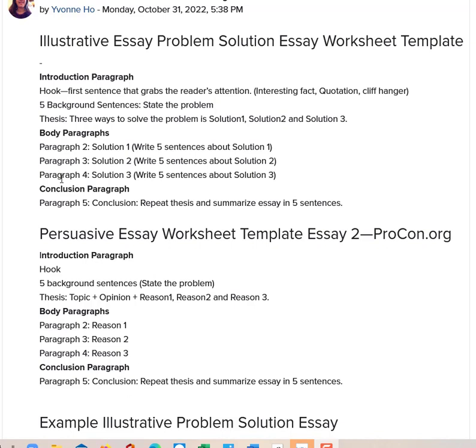So for your illustrative essay 1, think about a small problem you can solve. In this case, it's how to lose weight. This is the topic example that I used. Another popular topic would be how to save time, time management skills.